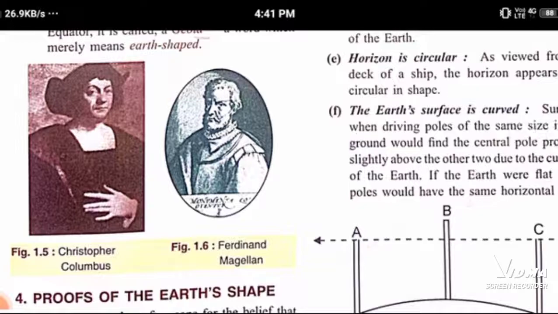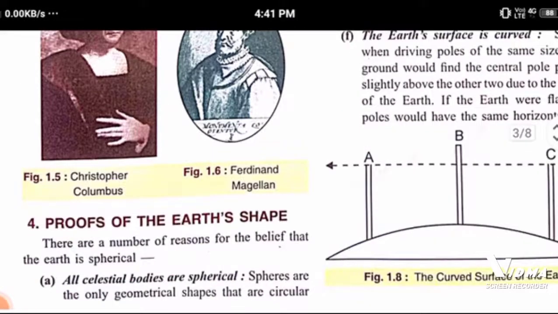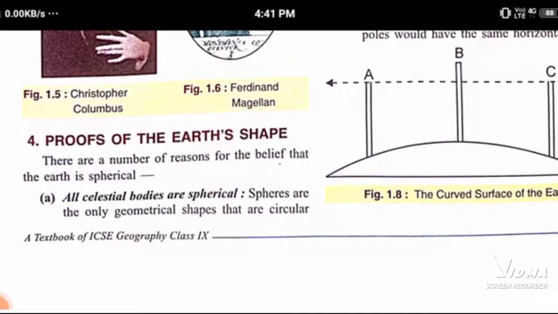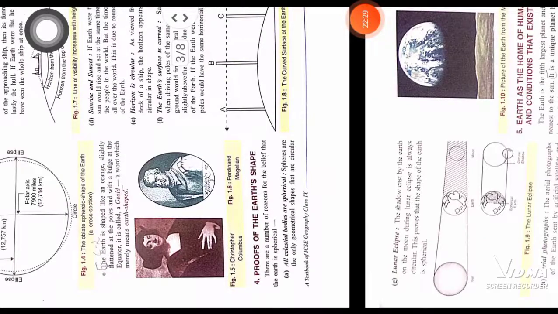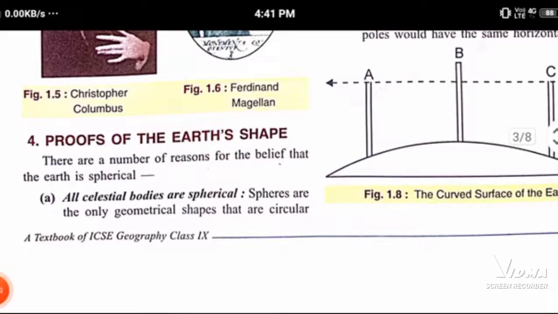Now these are the pictures of Christopher Columbus and Ferdinand Magellan. Now the proofs of the Earth's shape. This is our last topic, and then we will discuss the next one in the next video. There are a number of reasons for the belief that the Earth is spherical. How is the Earth spherical? We will understand in this topic.